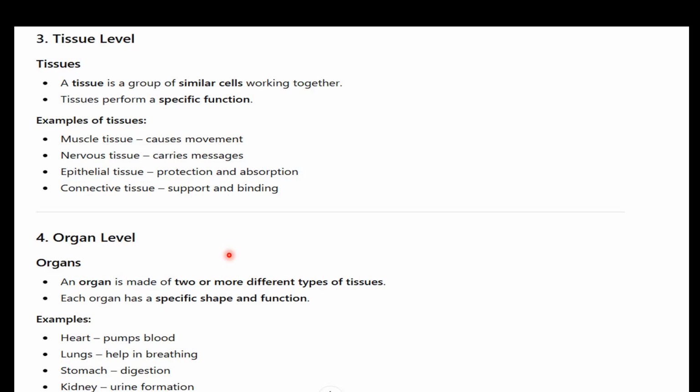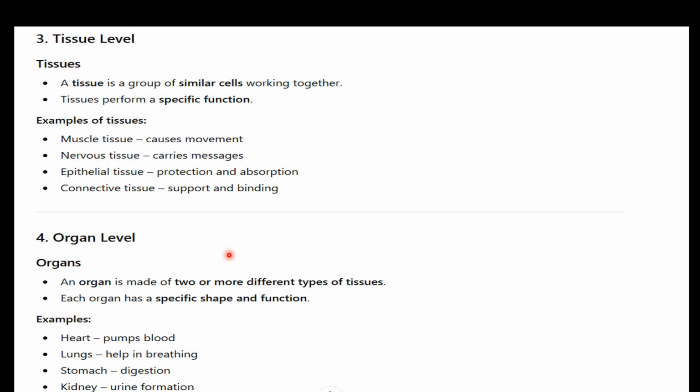Now let's talk about examples of tissues. Muscle tissue causes movement. Nervous tissue carries messages. Epithelial tissue is for protection and absorption. And connective tissue is for support and binding.